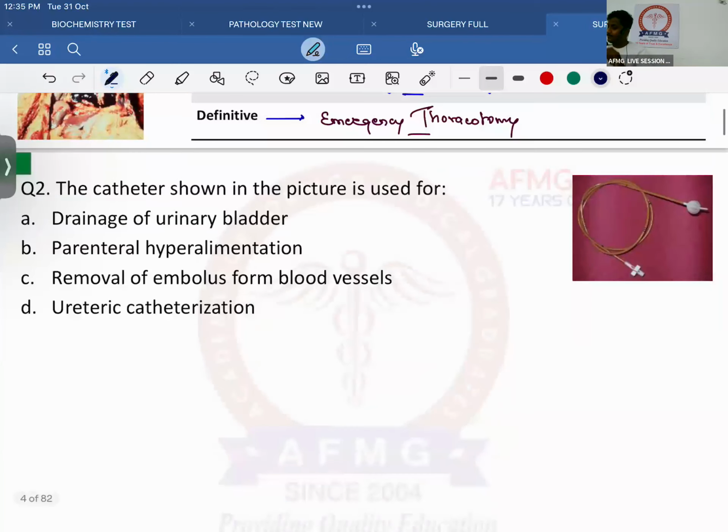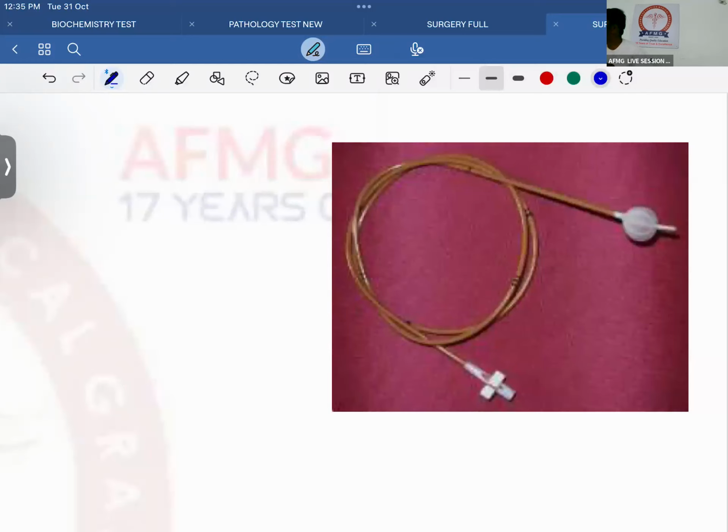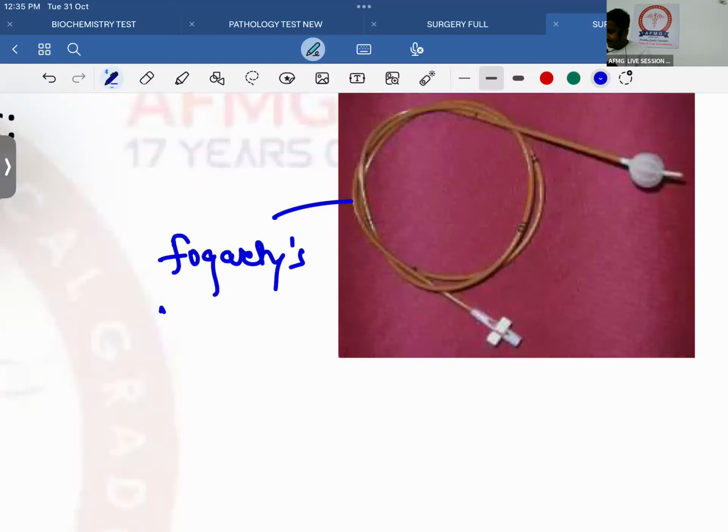What is this catheter, beta? Who is the one who said Foley's? Come forward a little. Is it the Foley's catheter? What is it? Very good. It is the Fogarty's vascular catheter.